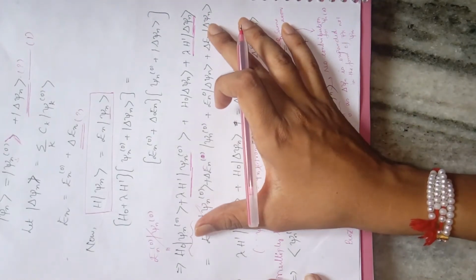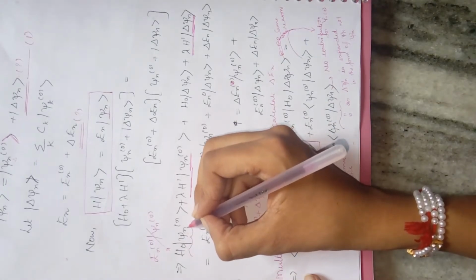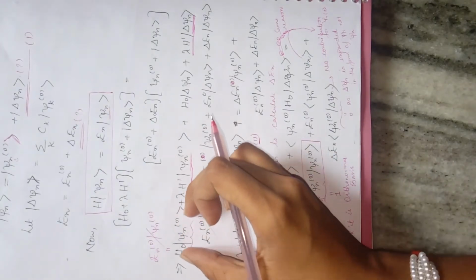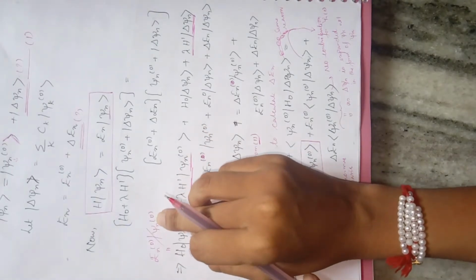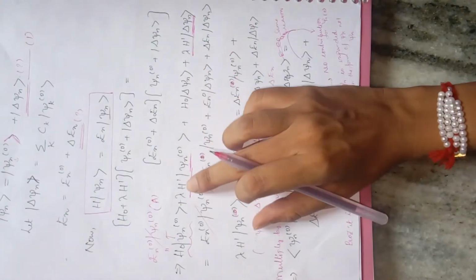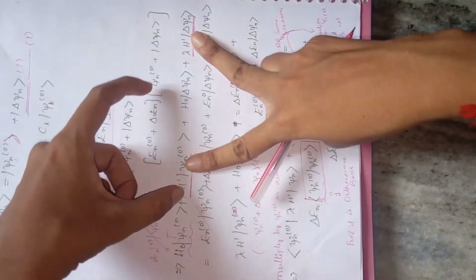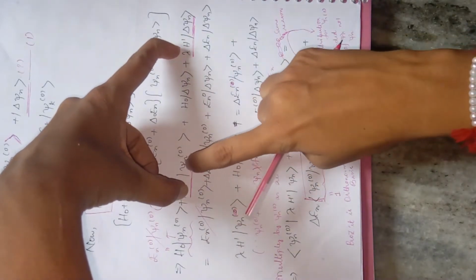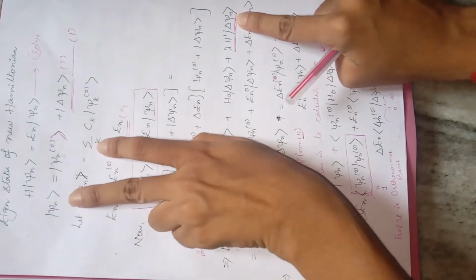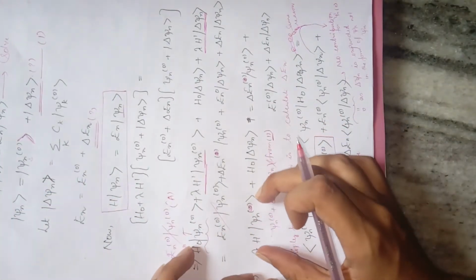How do you simplify this? From your equation A you will get that H naught psi n naught is En naught psi n naught, right? This is from your equation A. So directly I will substitute in the place of H naught psi n naught, En naught psi n naught. And here, lambda H dash and lambda H dash are there in these two terms. So I will take lambda H dash common, and you will be left with psi n naught and delta psi n. But you know that psi n naught plus delta psi n is equal to your psi n. So directly lambda H dash ket psi n will be your resultant here.